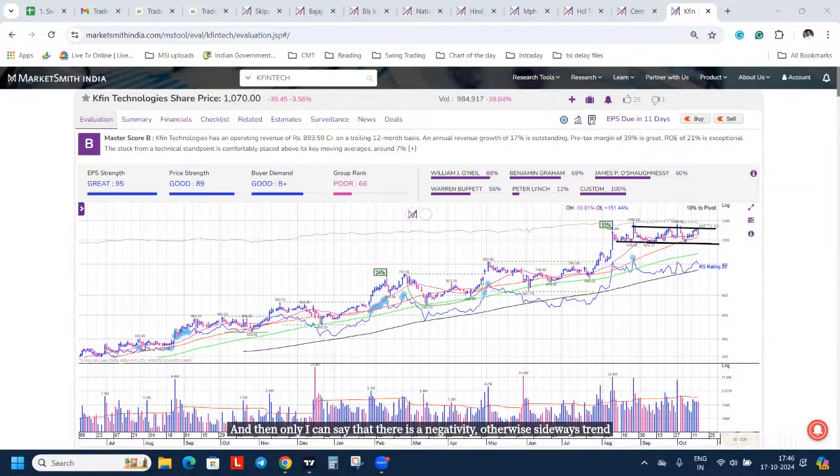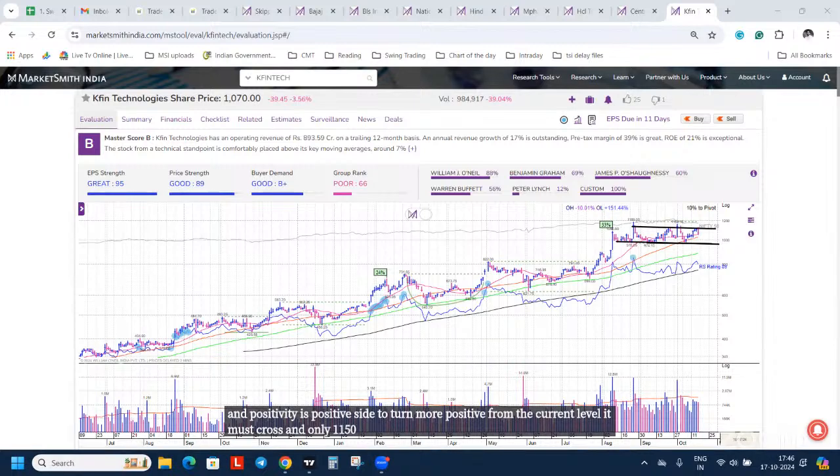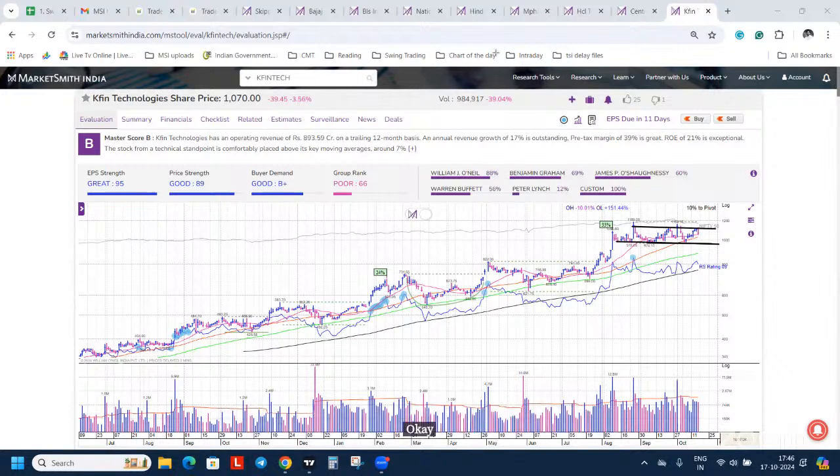To turn more positive from the current level, it must cross around 1150 rupees. Then only we will consider a valid fresh breakout in the upward direction. Otherwise, the current broader range is a sideways zone, from 1150 on the upside to almost 980 rupees on the downside. Okay, last, the IT queries were pending. Then we can finish this session.